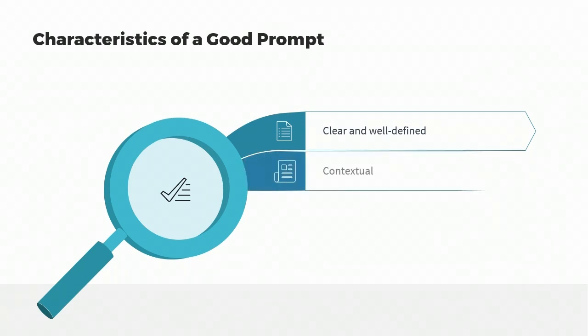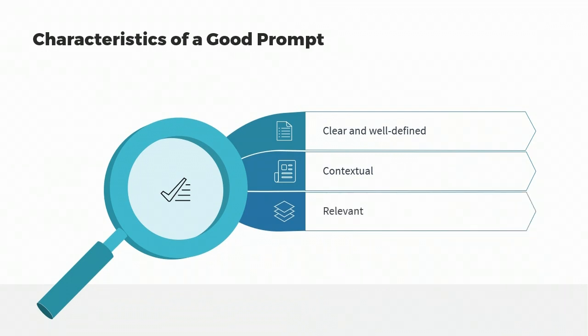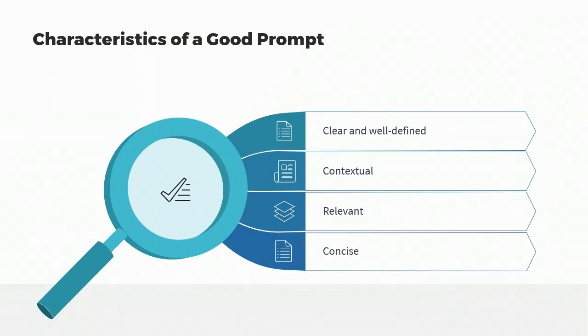They should have sufficient context to help ChatGPT understand the user's intent and generate an appropriate response. This may include information about the topic, the user's preferences, or the current conversation. They must be relevant to the intended topic and the specific question or request. This helps to ensure that the model generates a response that is accurate and useful. And they should be concise and to the point, without unnecessary information or complexity. This helps to avoid confusion and ensure that the model focuses on the most important aspects of the user's request.